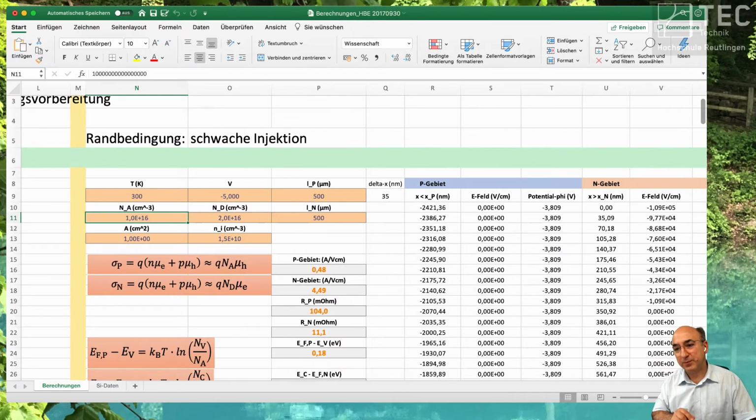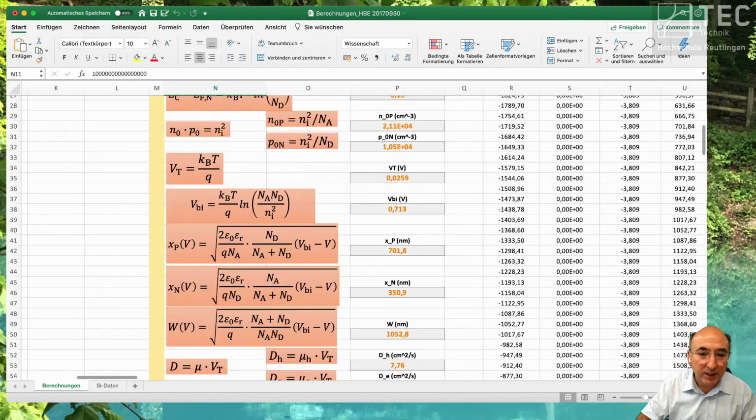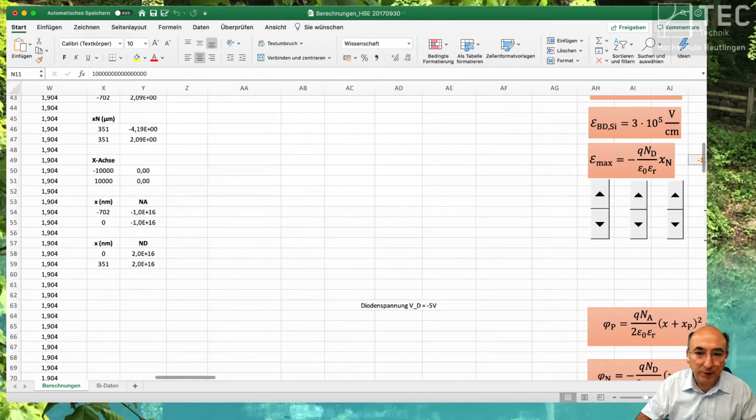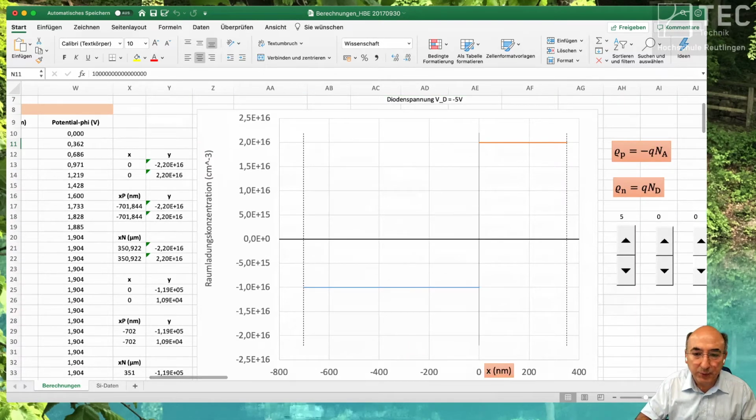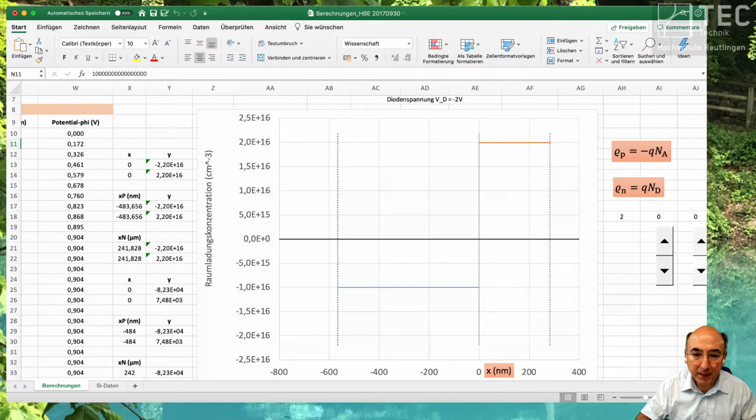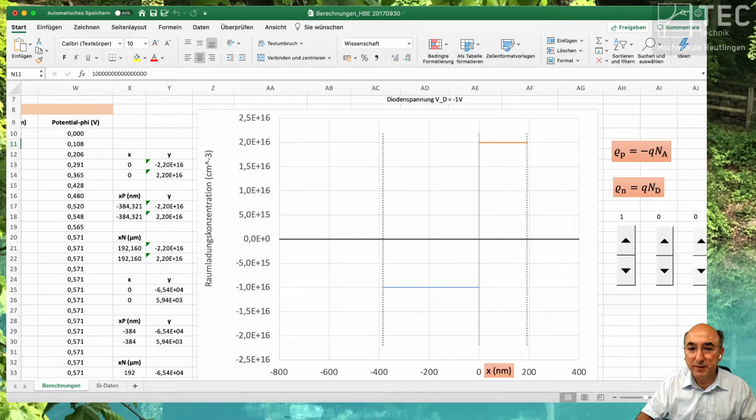This is the consequence. Low doping means what happens if we want to let current flow through the diode. If the current flows through the diode, this area and this area are both neutral. So these are the parasitic resistors.